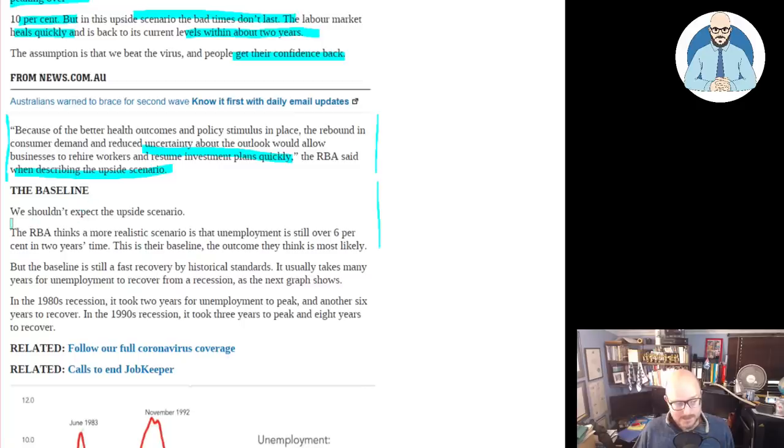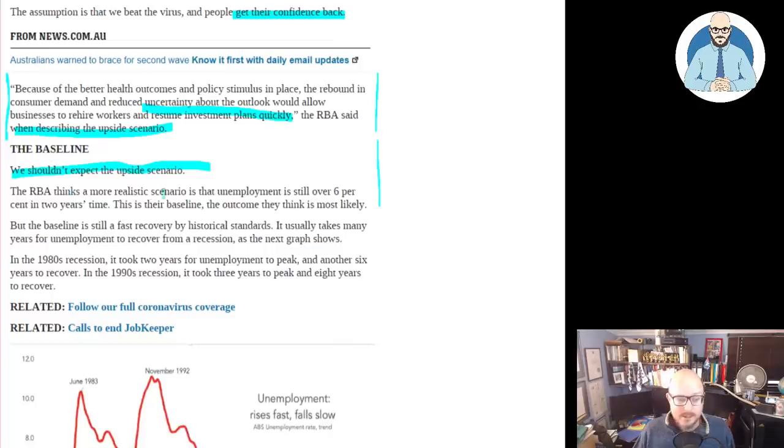So the baseline, we shouldn't expect the upside scenario. The RBA thinks a more realistic scenario is that unemployment is still over 6% in 2 years' time. This is their baseline, the outcome they think is most likely. Okay, good. So baseline is the highest probability of occurring. Fantastic. I'm glad I'm seeing it somewhere.